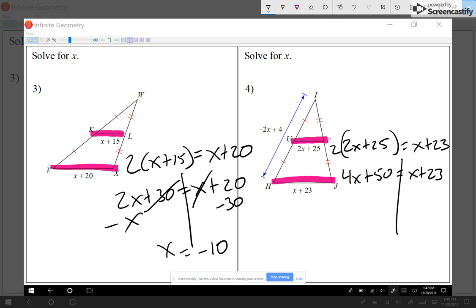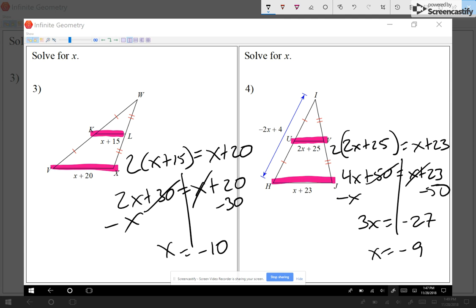That's algebra. Let me subtract an x from each. Let me subtract 50 from each side. So I get that 3x equals negative 27. That means that x must be negative 9. Right? The algebra went a little fast.